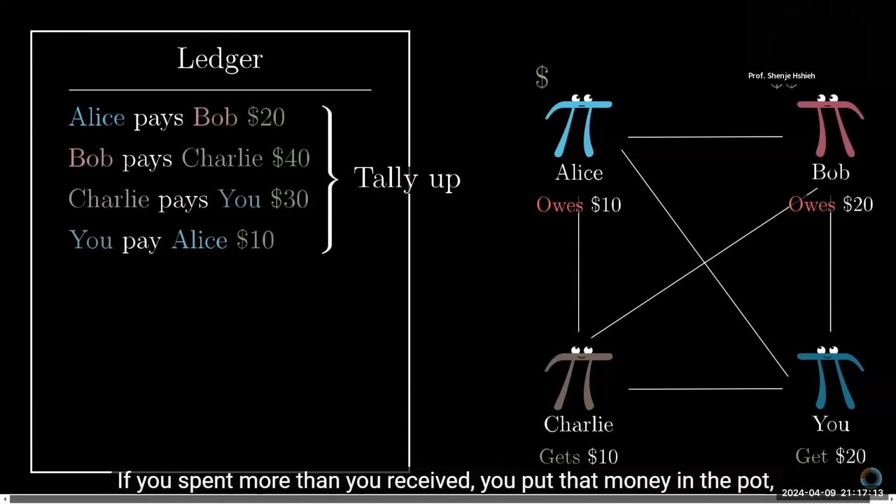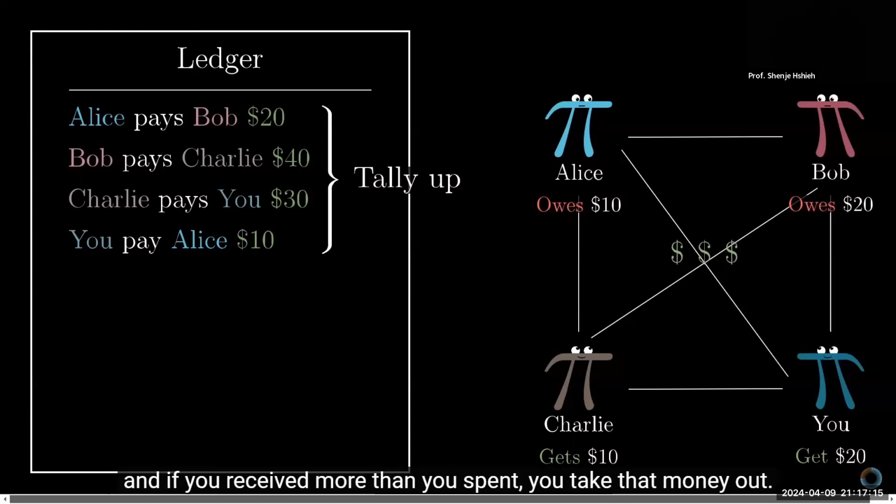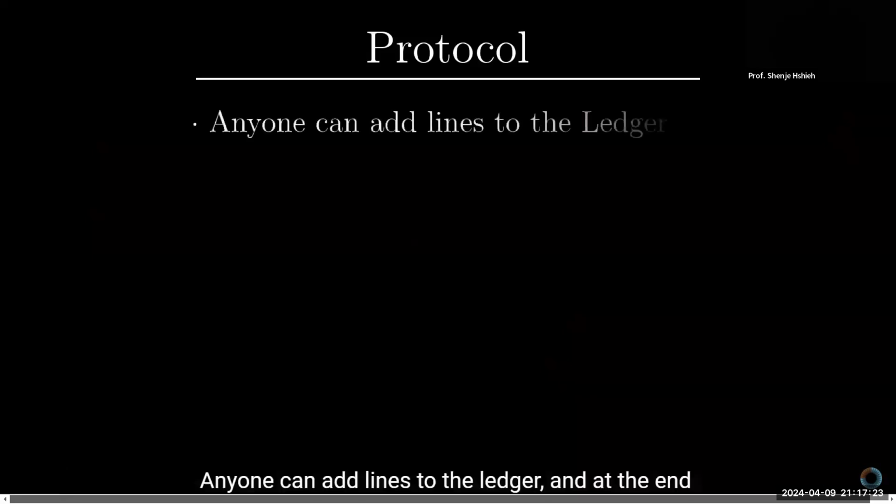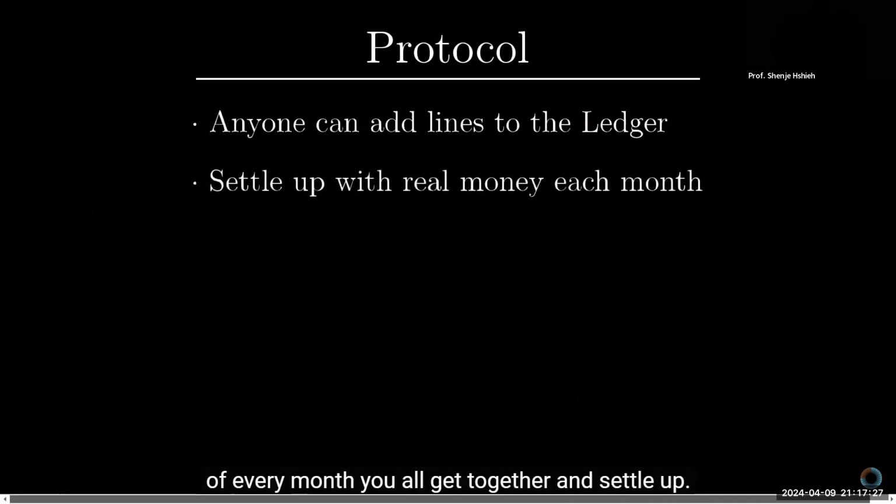If you spent more than you received, you put that money in the pot. And if you received more than you spent, you take that money out. So the protocol for being part of this very simple system might look like this. Anyone can add lines to the ledger, and at the end of every month, you all get together and settle out.